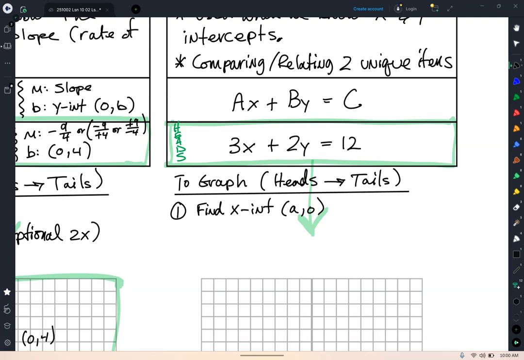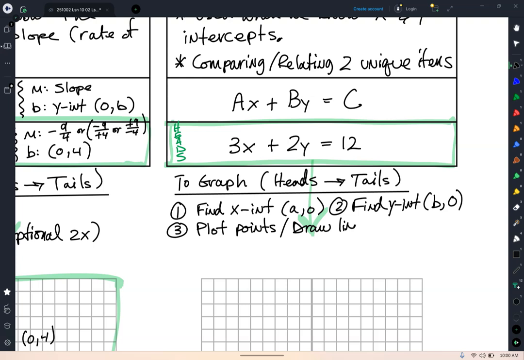So we have to find our x-intercept. Then we have to find our y-intercept, and we're going to write that as lowercase b comma 0. There's consistency there: y-intercept, b. And then lastly, we're going to plot points and draw a line. That should be pretty straightforward.